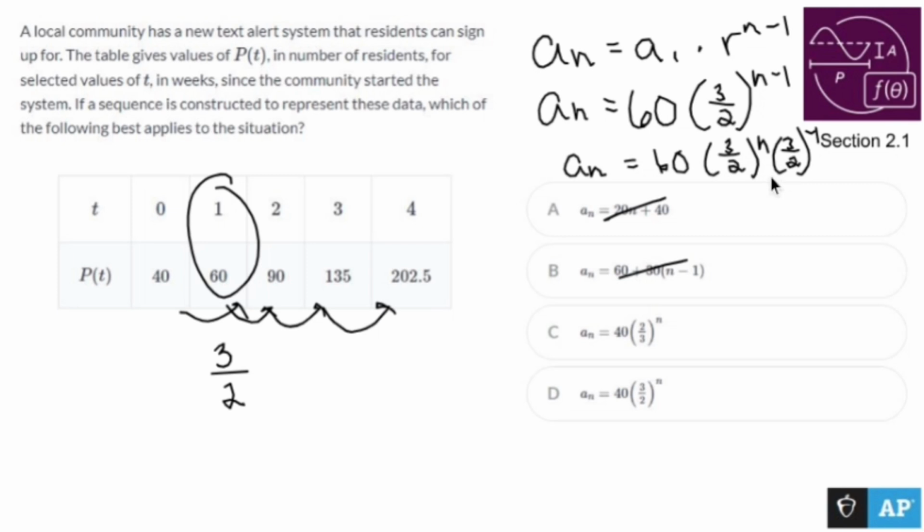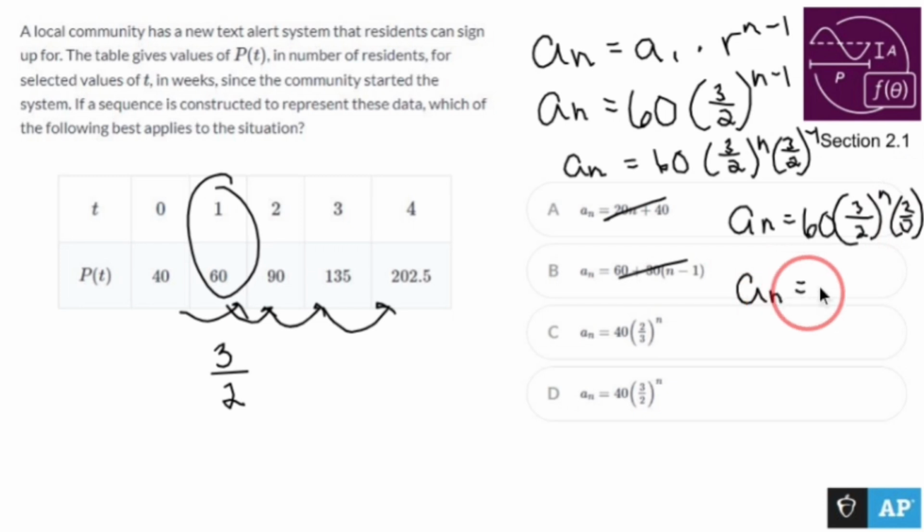Now what I can do is I can say I have a fraction to the negative 1 power. Flip that. 60 times 3 over 2 to the nth. Flip that, making it 2/3. 2/3 of 60 is 40. So a sub n equals 40 times 3 over 2 to the n.